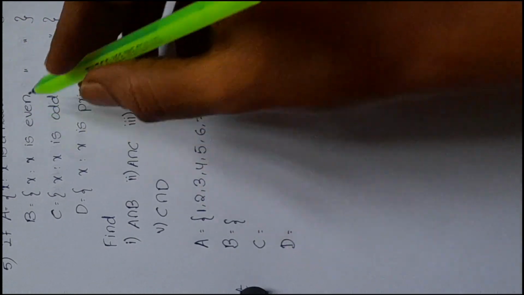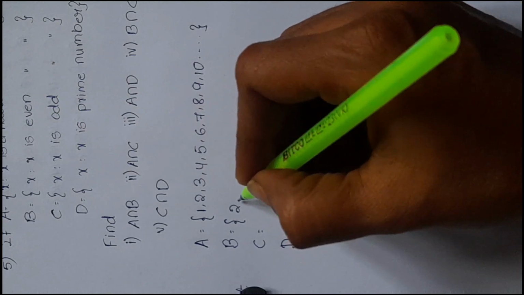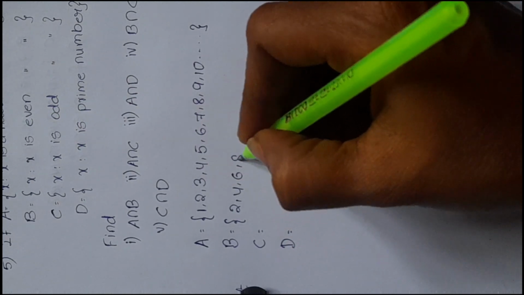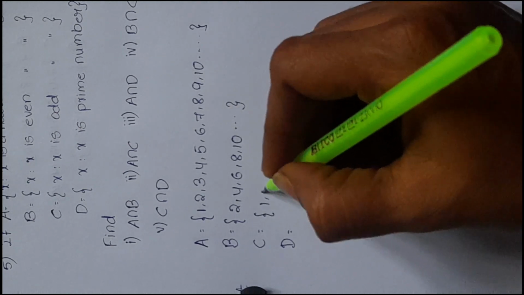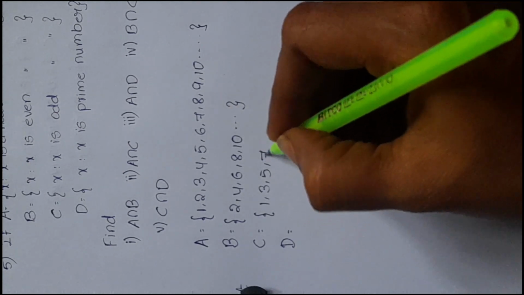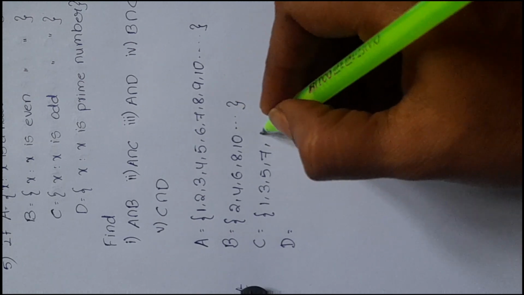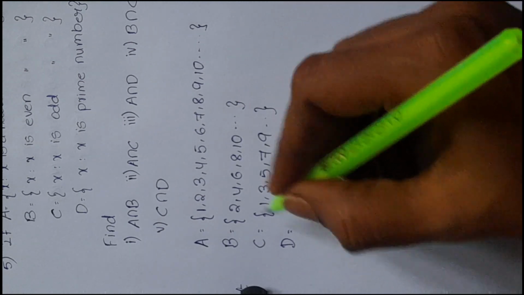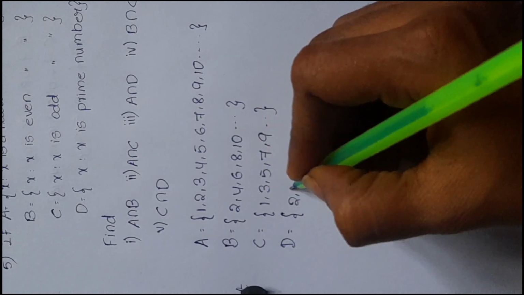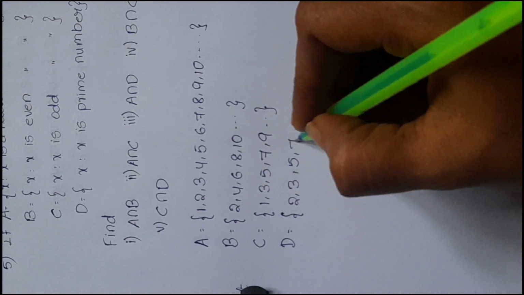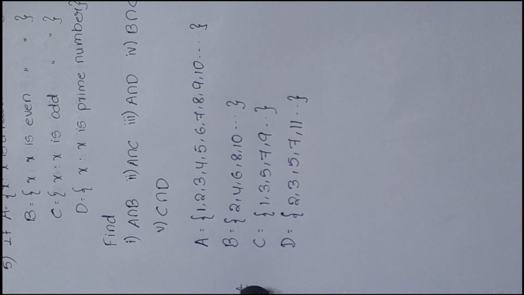Now B is the even natural numbers. Let us take the even numbers only: 2, 4, 6, 8 and 10 and so on. The odd natural numbers are 1, 3, 5, 7 and 9 and so on. D is the prime numbers. The prime numbers here are 2, 3, 5, 7, 11 and so on.